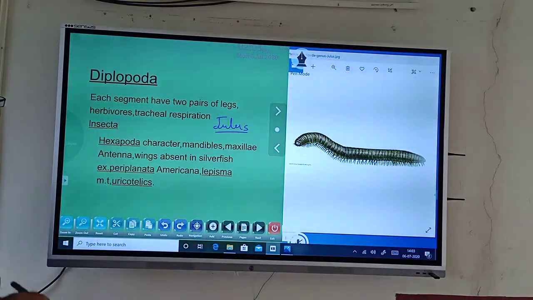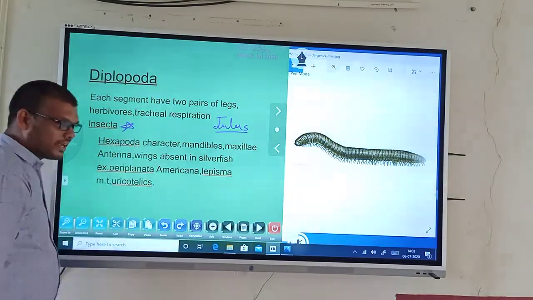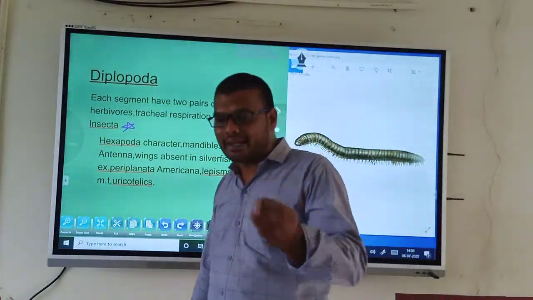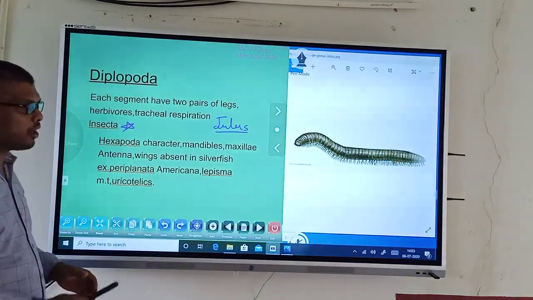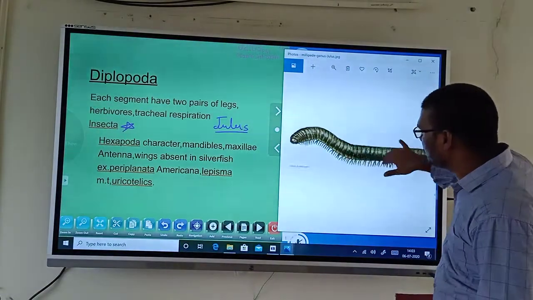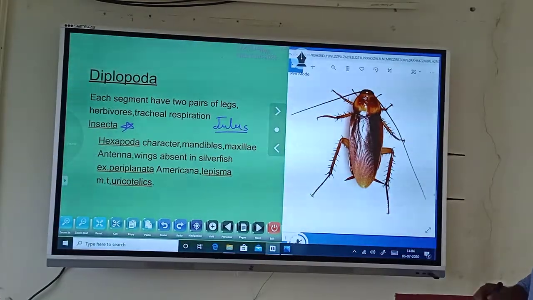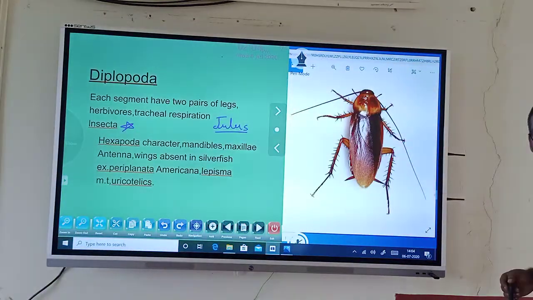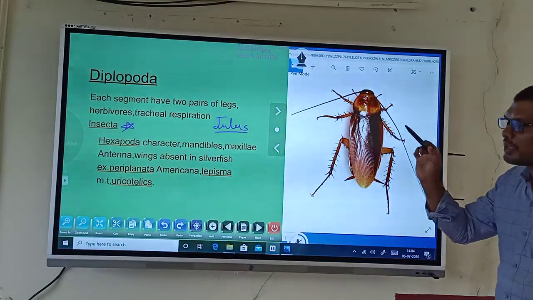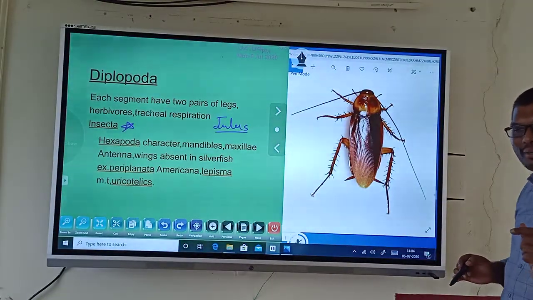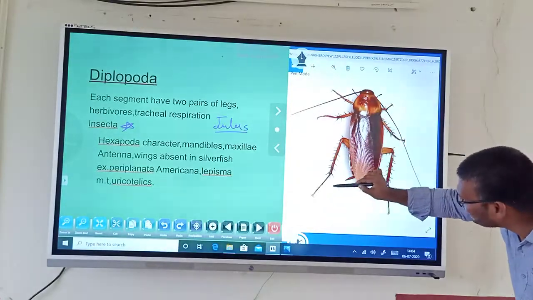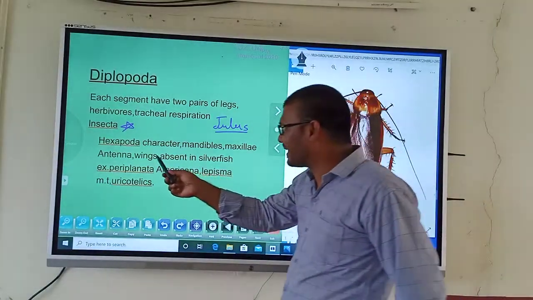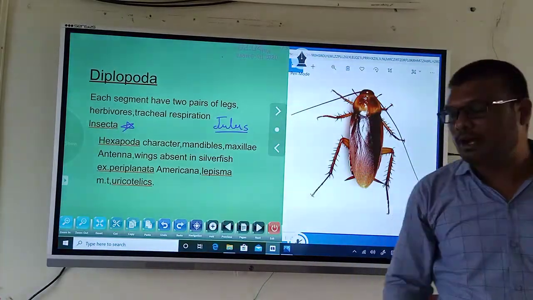Now the next very important class is the Insecta. That's why the largest phylum is the Arthropoda and the largest class is the Insecta. 70% of animals are under the class Insecta. Now if you observe the Insecta, the best example is Periplaneta americana, commonly called a cockroach. If you observe, Arthropoda indicates: arthro means jointed, poda means legs. If you observe the legs, see here, like a jointed man, based upon this you can name it Arthropoda. And I can note one character, Hexapoda. Hexa indicates what? Six. Poda means legs.